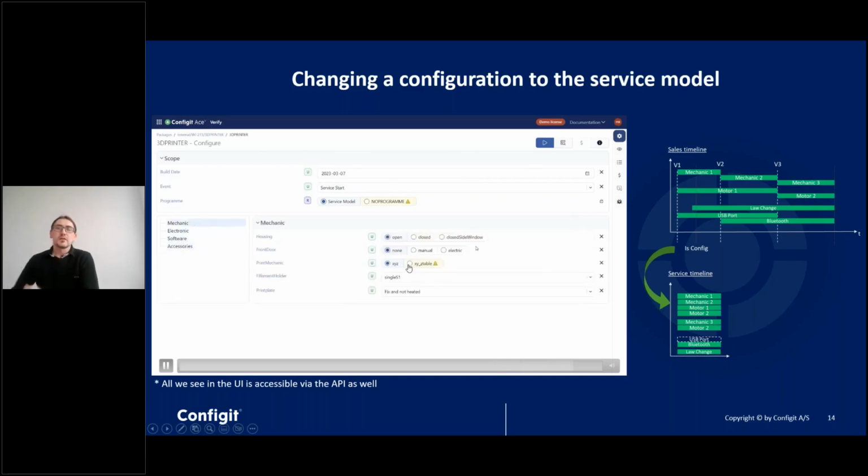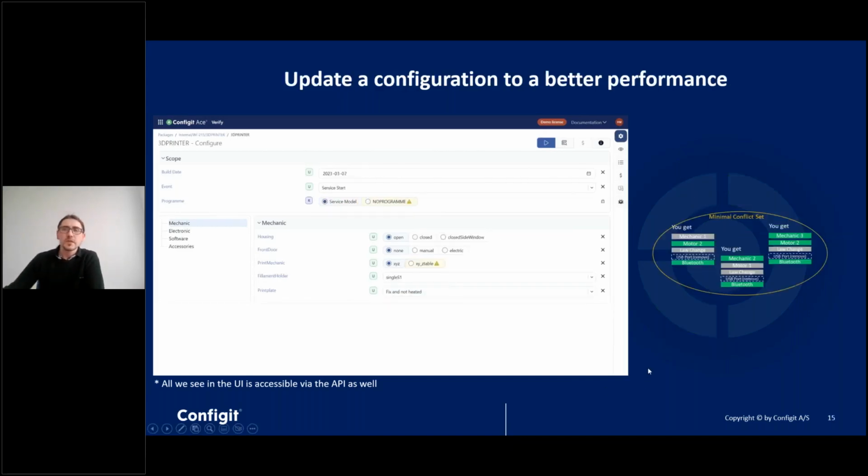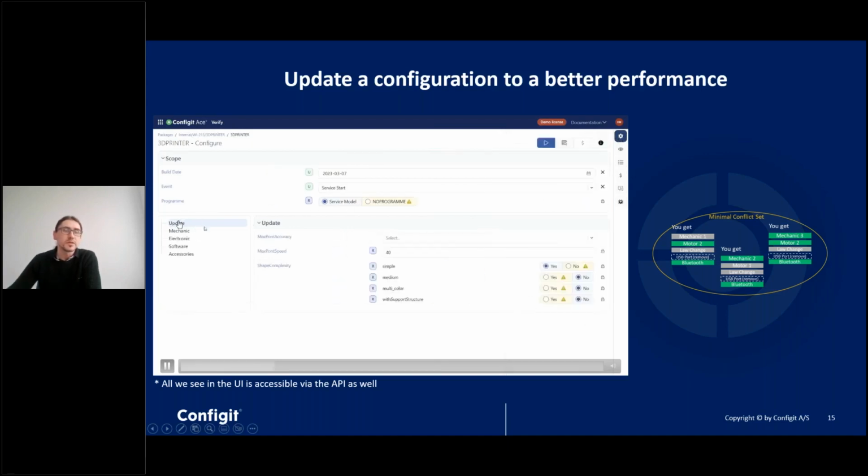Based on this, we can now force or execute a retrofit analysis. That's what we will do in the next video, receiving the minimal conflict set. Starting that one, we are still in the service model. The first thing we will do is switch the view from the sales view to the service view. It's a separate view, which shows a little more information. We have one additional tab here, the update tab, where we can change the print speed, for example, or the shape complexity. I will focus a bit on the print speed.